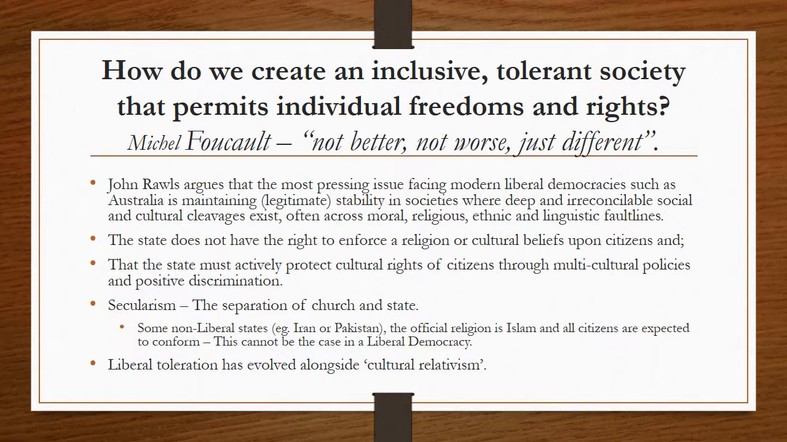Ideas of liberal toleration have evolved alongside a growing belief in what we call cultural relativism. This is a belief that there is no objective way of thinking to know whether or not one way of life is better necessarily than others. So there's no legitimate basis for intolerance, that there is no superior or inferior cultures. There's a quote at the top of the screen from Michel Foucault: not better, not worse, just different. The fundamental idea of cultural relativism is that all cultures are ostensibly different versions of the same ideas, and that ideas can often be translated across cultures from one to the next.